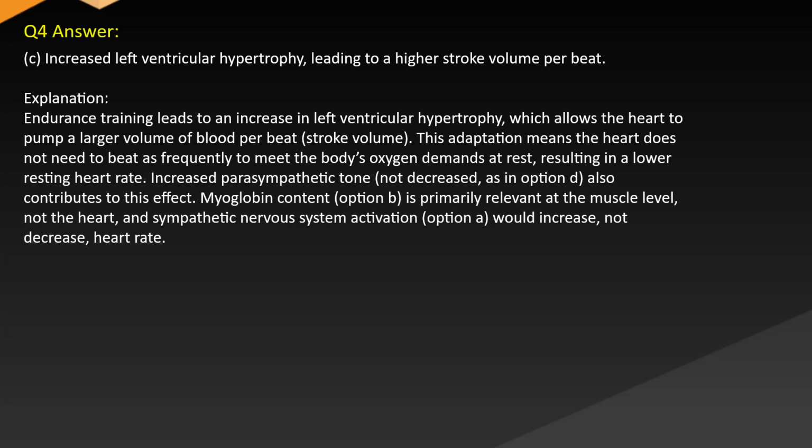Increased parasympathetic tone, option D, also contributes to this effect. Myoglobin content, option B, is primarily relevant at the muscle level, not the heart, and sympathetic nervous system activation, option A, would increase, not decrease, heart rate.